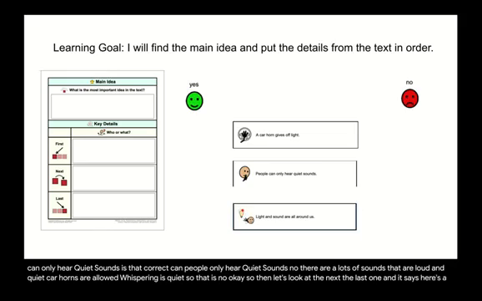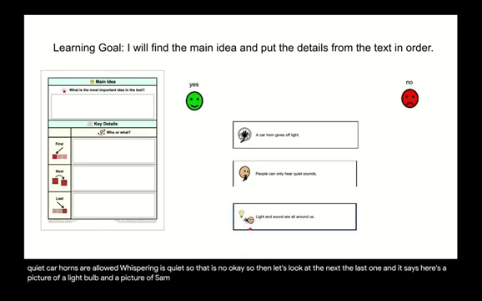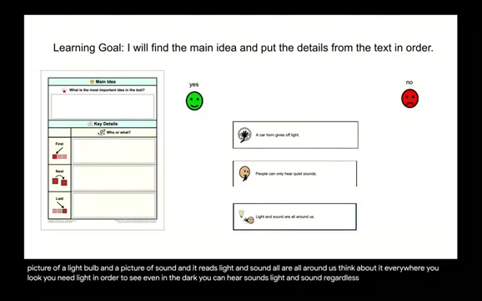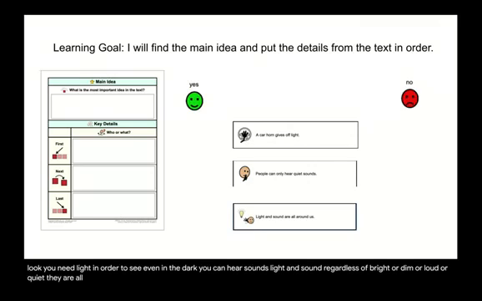Okay, so then let's look at the last one. Here's a picture of a light bulb and a picture of sound, and it reads, light and sound are all around us. Think about it. Everywhere you look, you need light in order to see. Even in the dark, you can hear sounds. Light and sound, regardless of bright or dim or loud or quiet, they are all around us.